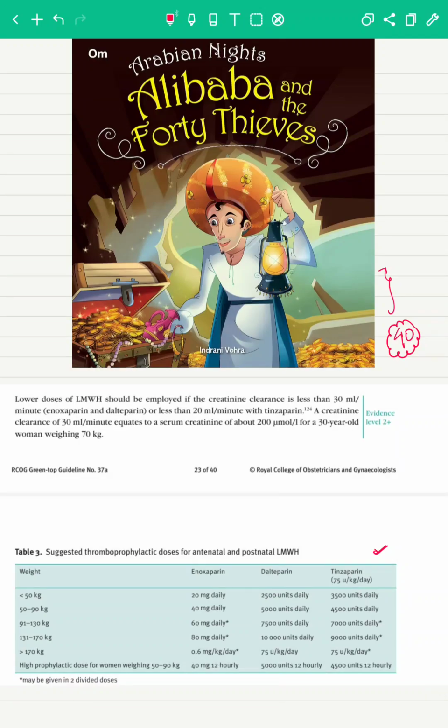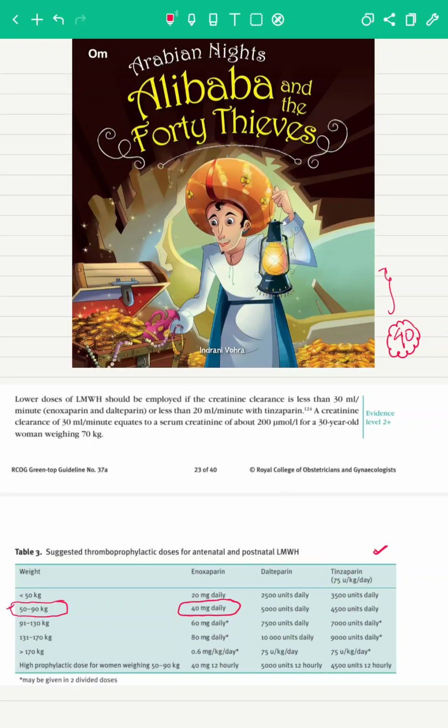remember this table. So now we all know that patients that come into our clinics for antenatal or postnatal prophylaxis are mostly 50 to 90 kgs. Somewhere in between this range of weight. And anybody who has worked in the obstetric department has used Enoxaparin or Clexane or Lonopin.